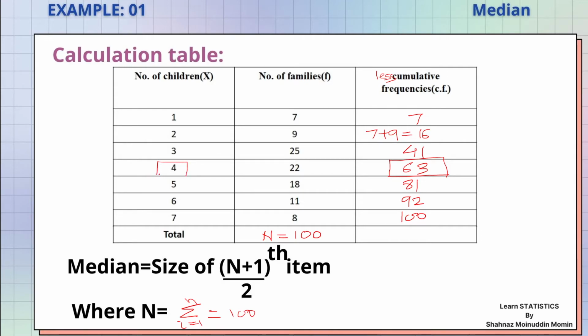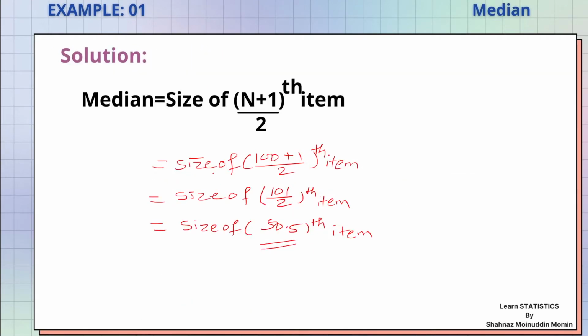Take the corresponding value of x corresponding to this CF, which is 4. Hence, the median in this discrete distribution is 4. Median equal to 4. In this way, we calculate the median in discrete distribution. In order to calculate the median in discrete case, we have to remember the steps in your mind.